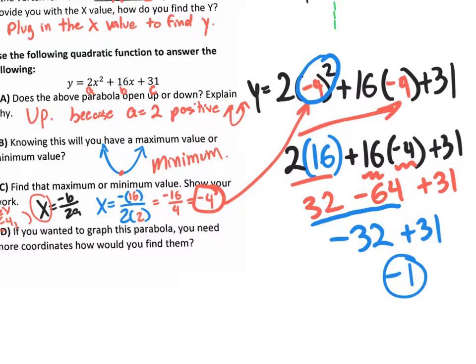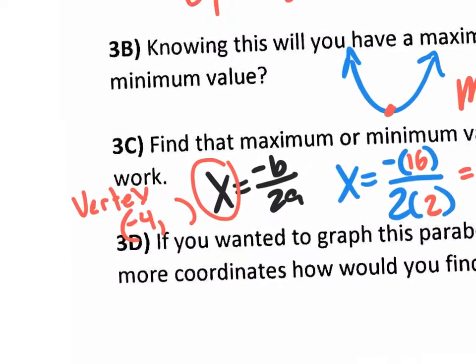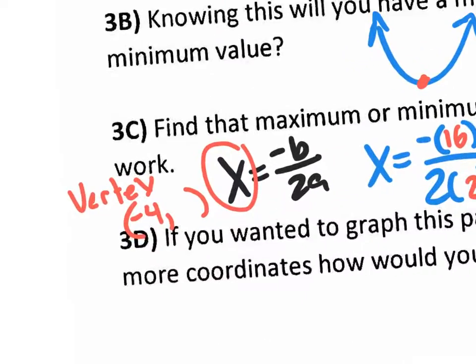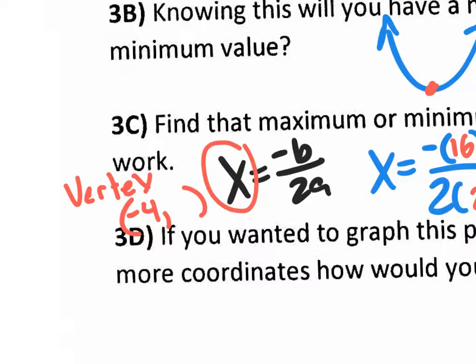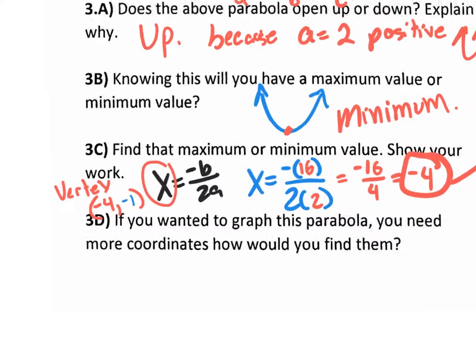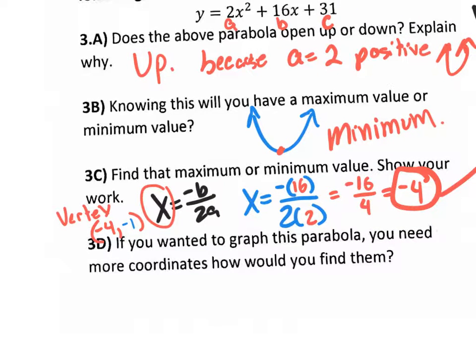So this is our y value. Remember, this whole thing started out with the equation y equals all this stuff. Instead of the x's, we replaced it with the values that we found for x. And then we simplified using math, found the answer for y. So our vertex of the above parabola, what was that? Negative 1. Okay, so the vertex is negative 4, negative 1. And that is the minimum value. Negative 4, negative 1 is the minimum value of that parabola.